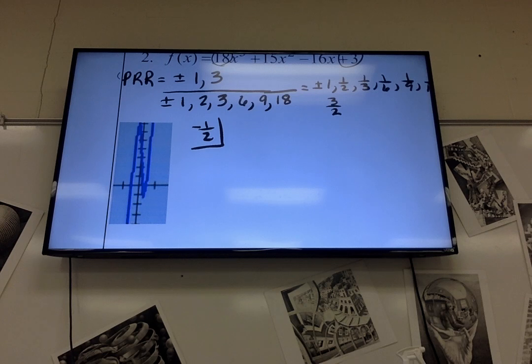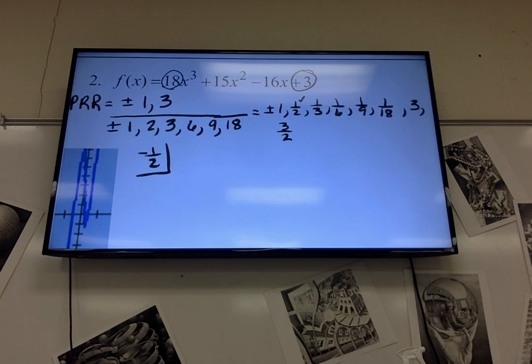Now, what happens if we picked negative 1/2 and it didn't work? Yeah, pick another one. Pick another one that's close to negative 1/2. Do make sure it's up here on your possibles, which it is. And we have 18, 15, negative 16, and 3.